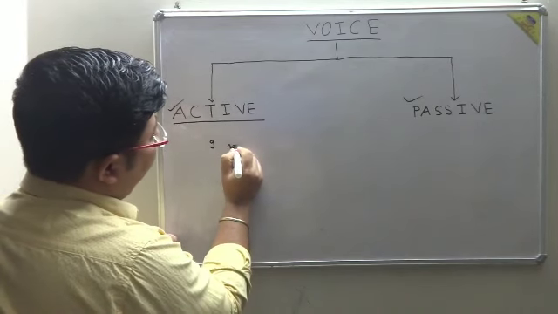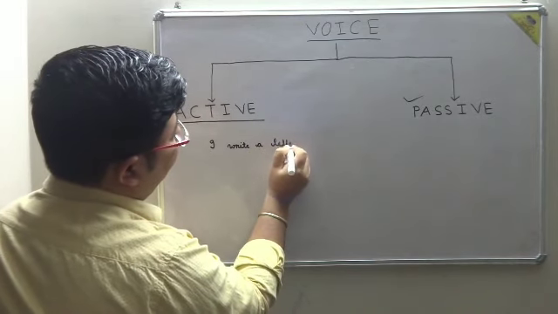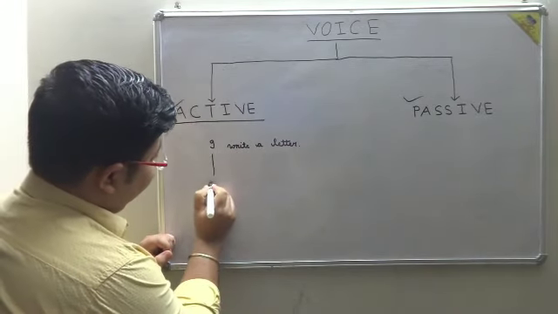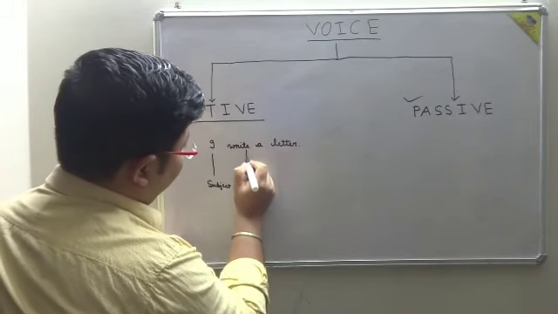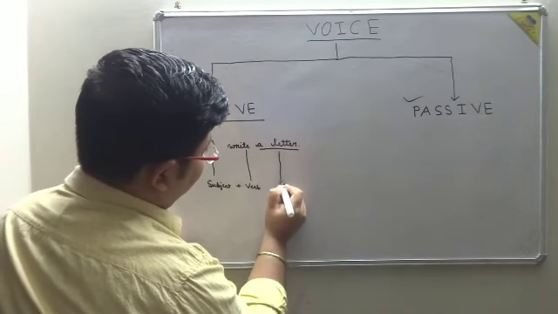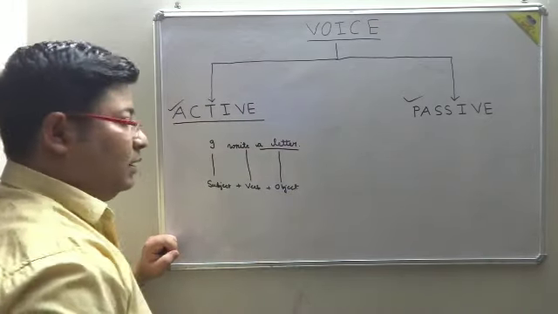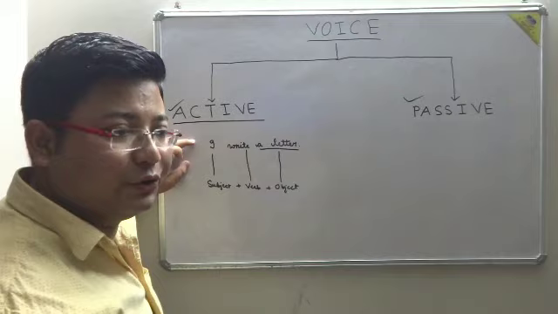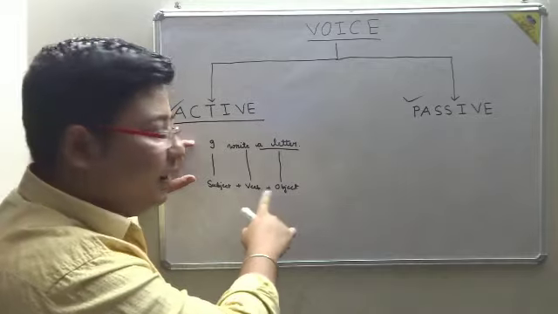I write a letter. This is a simple sentence with subject plus the verb and the object. I write a letter. This is the sentence in active voice. Okay. The formation is like that: subject plus verb plus object.